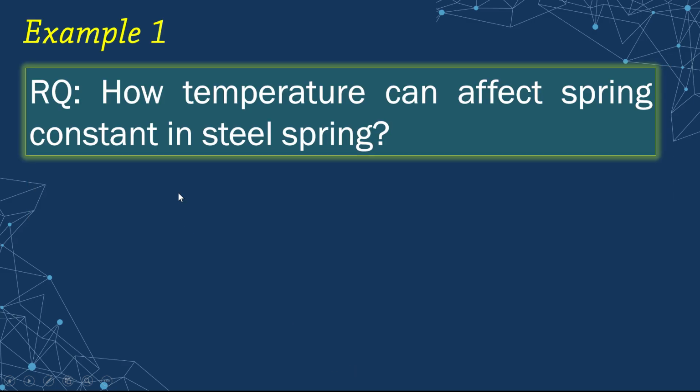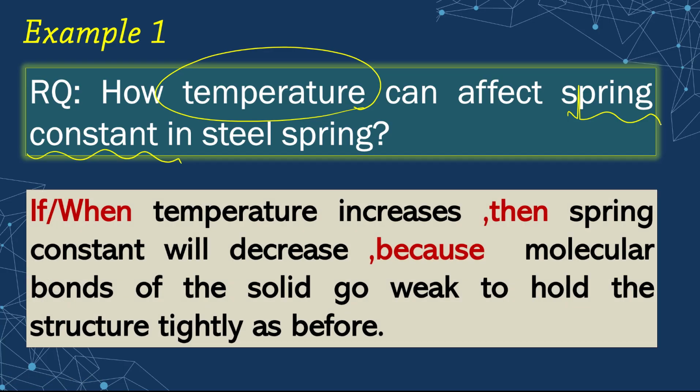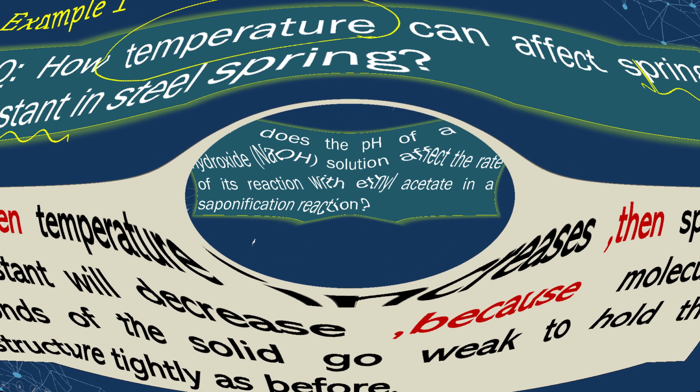Let's have an example. How temperature can affect the spring constant in a steel spring. Okay? Here the temperature is the cause and the effect is the spring constant or elastic constant of this specific type of spring. So it could be your hypothesis: if or when temperature increases, then the spring constant will decrease because molecular bonds of the solid go weak to hold the structure tightly as before.